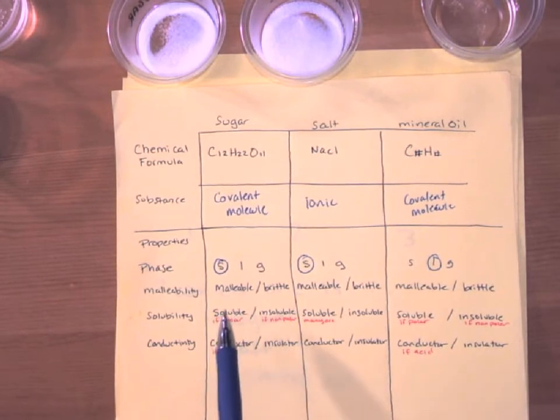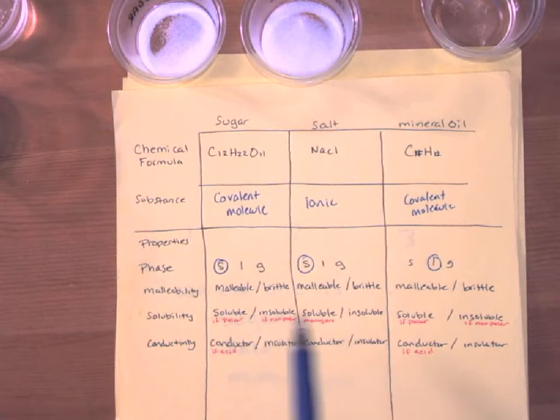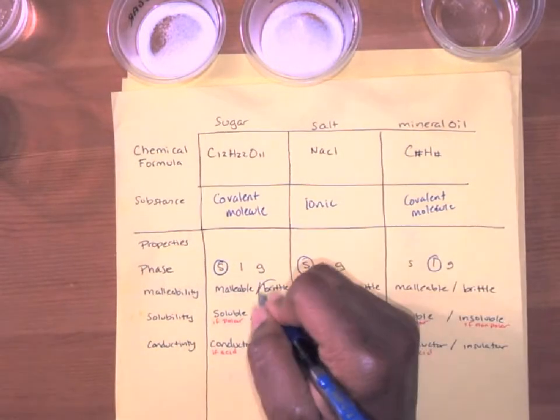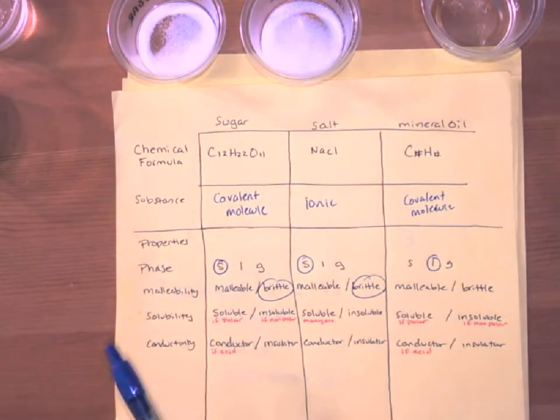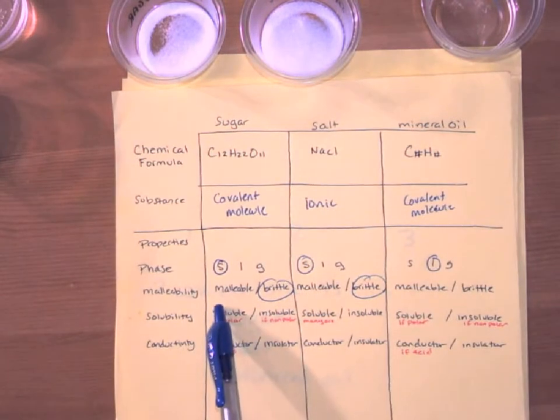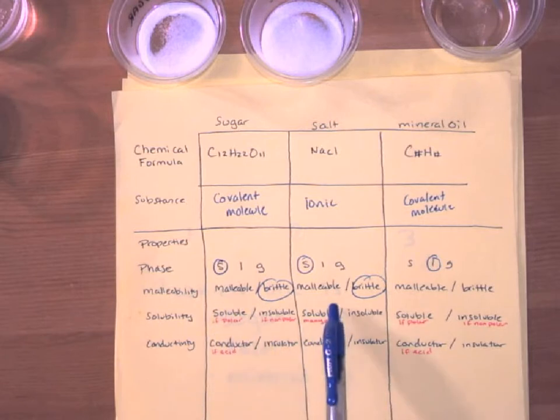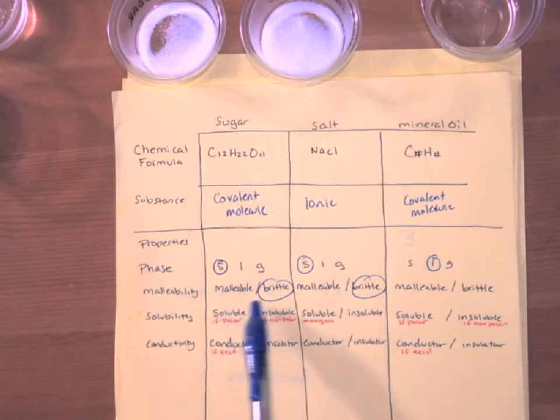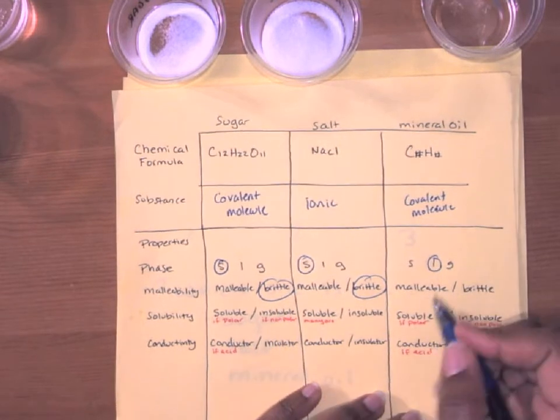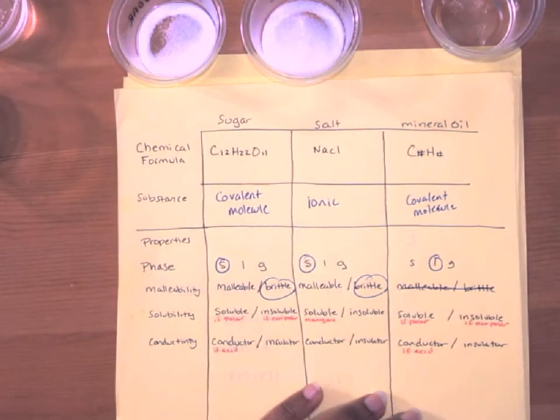In the case of covalent molecules and also ionic compounds, if they're solid, they're going to be brittle. So that means that there's nothing that you can distinguish there in terms of properties of a covalent molecule and an ionic compound. They are both going to be brittle. Now, mineral oil, this doesn't apply because it's not a solid, so I'll just cross that out.